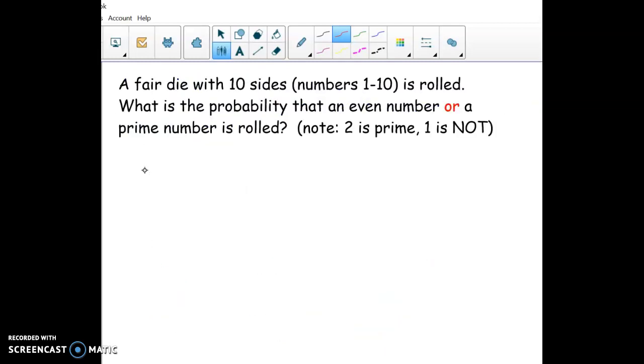Okay, an OR probability. So we've got a fair-sided die, numbers 1 through 10, so I have to get either an even number or a prime number, right? Note that 2 is prime, but 1 is not. Prime means it has exactly 2 factors, 1 and itself. So 1 only has 1 factor, hence it's not prime.